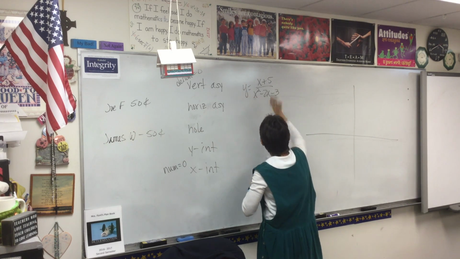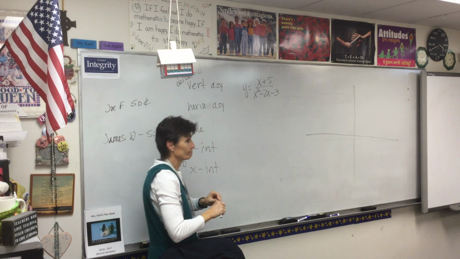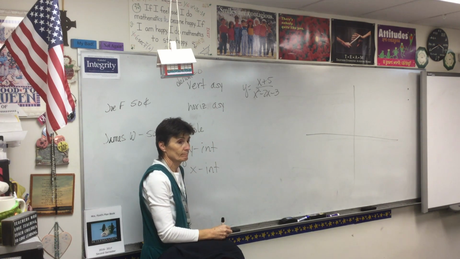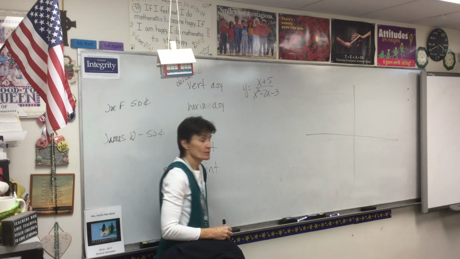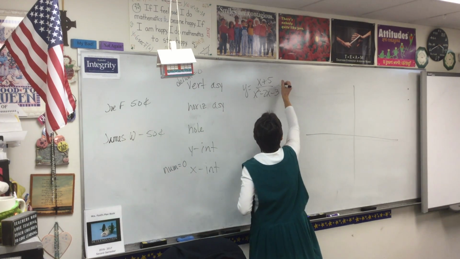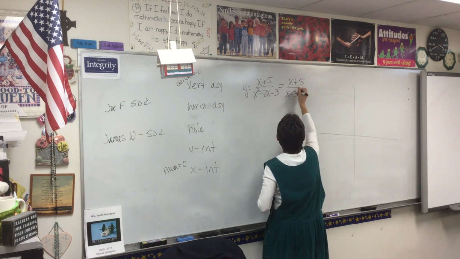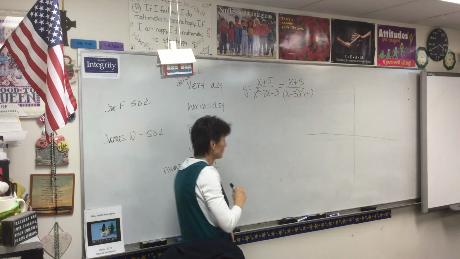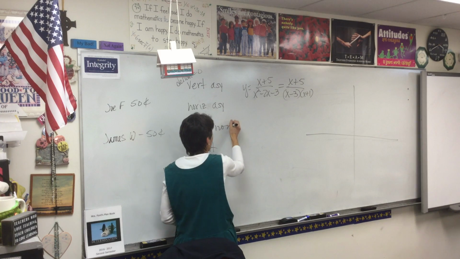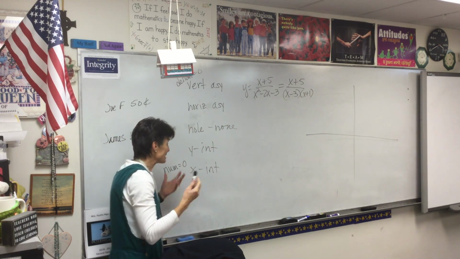Okay, so what's your thought on this one? The hole is zero. Exactly. We need to factor first. Before we can talk about holes, we have to see if we have one. The only way we'll get one is if we can cancel, and we can't. So this one's not going to have a hole either, right? What is it going to have?